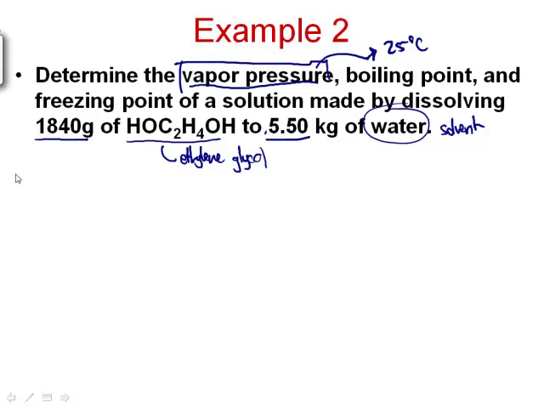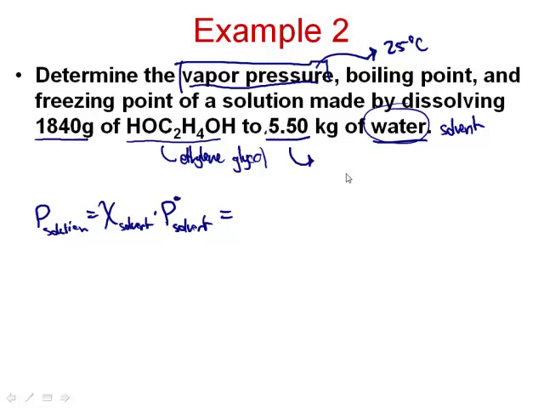Okay, to calculate vapor pressure, the vapor pressure exerted by a solution is equal to the mole fraction of the solvent times the vapor pressure exerted by the pure solvent at that temperature. Okay, so in order to figure this out, we need to know what the mole fraction of water is in our mixture. Well, let's change 5.5 kilograms of water into moles.